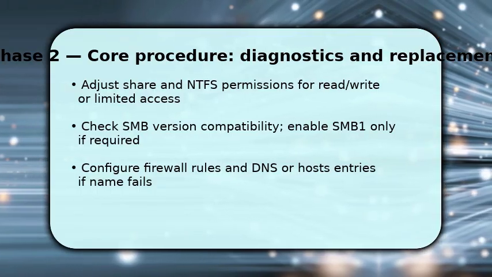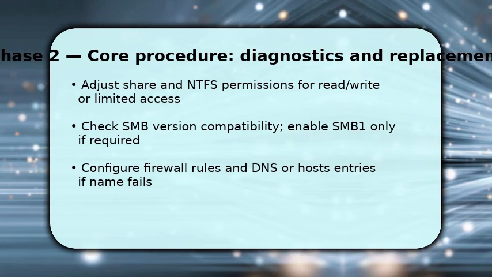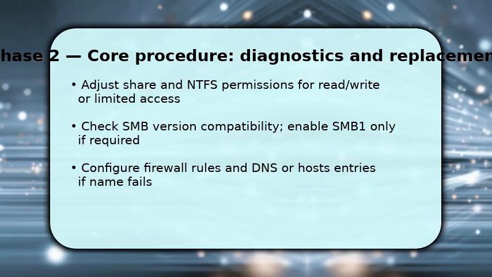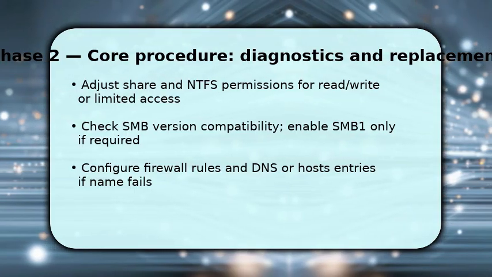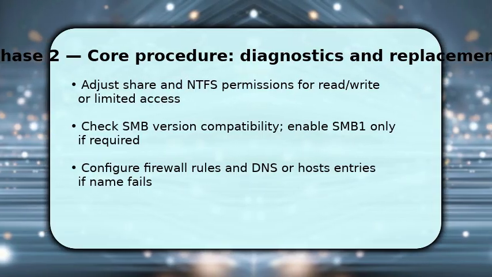Configure firewall rules to allow SMB ports, and if the server name fails, add a hosts entry or use the IP. Once done, test large and small file copies to validate throughput and permission boundaries. That proves the mapping is robust.